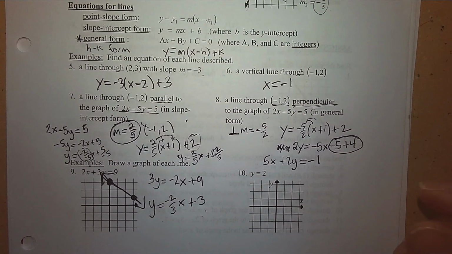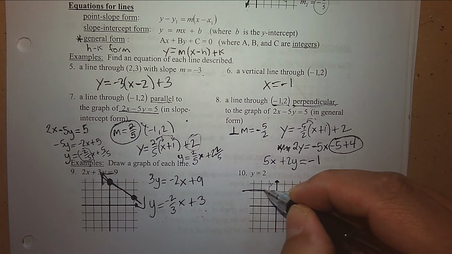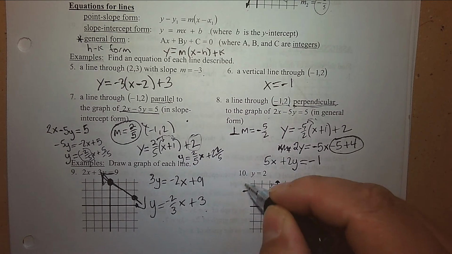What does the line y equals 2 look like? Just horizontal. It's horizontal at what number? 2. So at positive 2, what would you draw? A horizontal line. Turn the page.